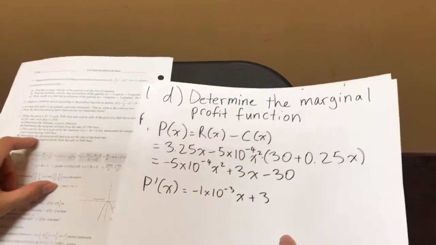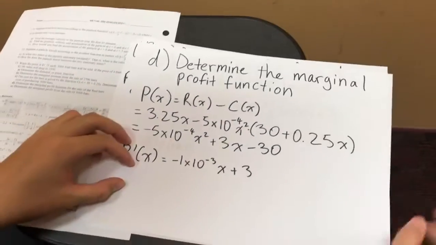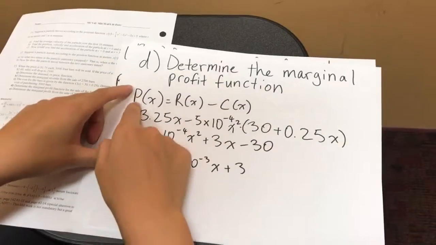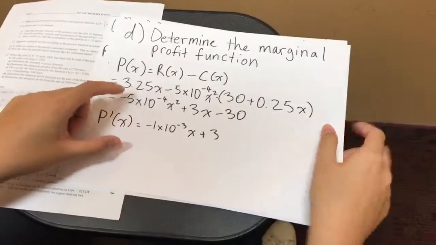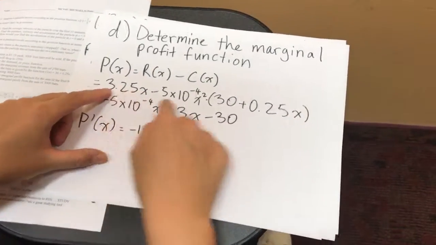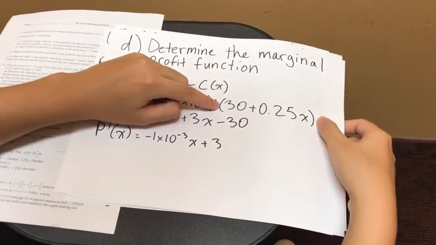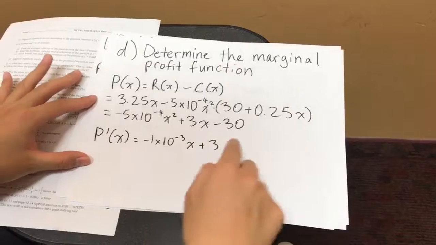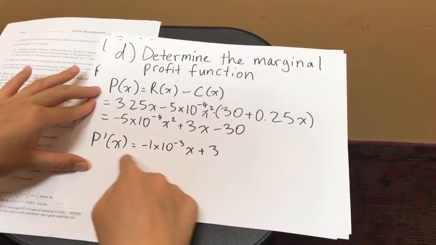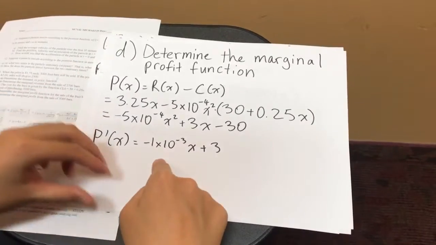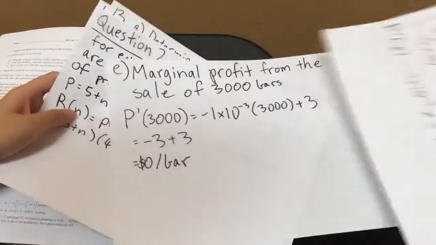Question D, determine the marginal profit function for the sale of the fruit bars. The profit function is revenue minus cost. And so I just plugged in my revenue function, here's the minus, and then here's the cost function. And then I expanded, simplified, and then I did the derivative to find the marginal profit function, which is negative 1 times 10 to the power of negative 3 x plus 3. Okay.